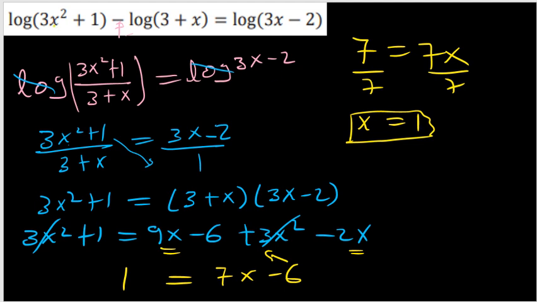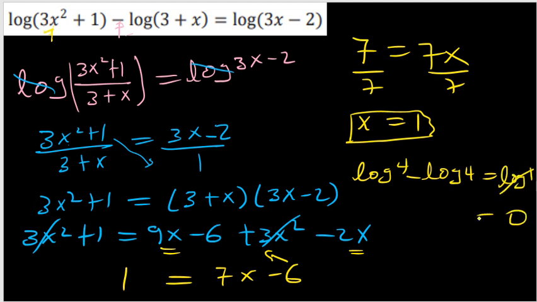Let's bring 1 here in the first logarithm. If you plug 1 here, 3 times 1 squared will be 3. 3 plus 1 is log 4. The second logarithm also is 3 plus 1. It will be log 4 minus log 4 is equal to, if you plug 1 here, it will be 3 times 1, 3. 3 minus 2 will be log 1.